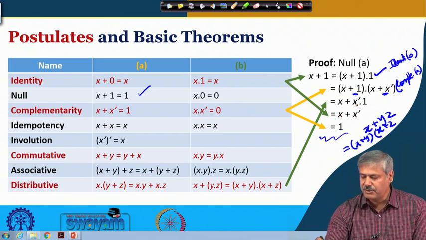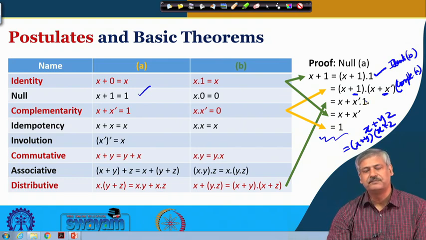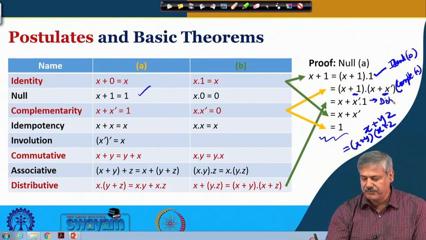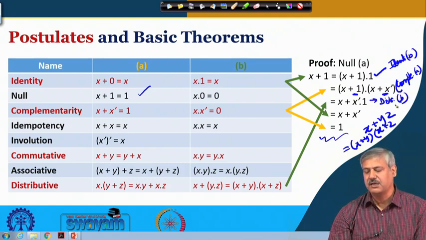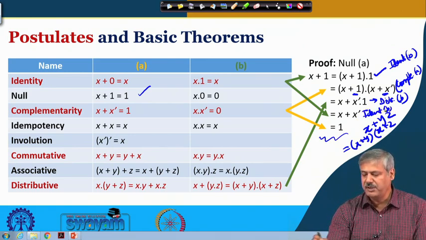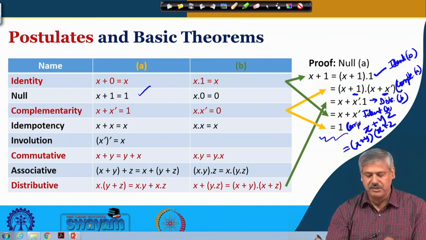So, this x is there, yz is multiplied, x multiplied means ANDed. So, x prime ANDed with 1. Then this is your distributive B. And then again you use identity B, you get x prime, and x plus x prime is 1 from your complementarity, complementarity A.